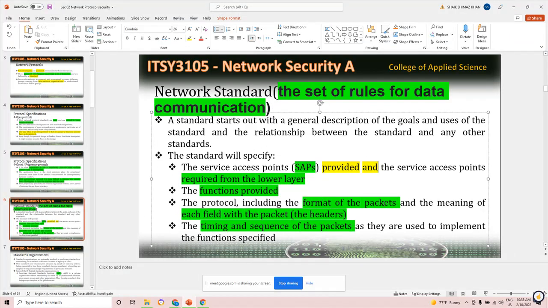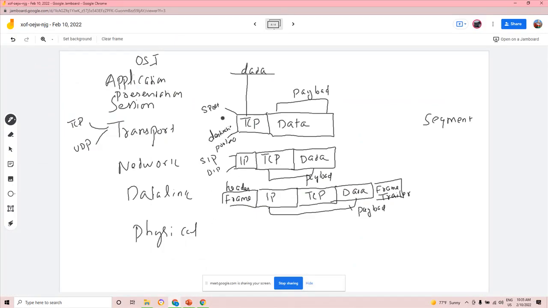The format of the packet, in each layer, what is the format of the packet. Then in each header, what are the different fields that exist. I gave a clear example. If you take the TCP header, you have many fields, but very important fields are source port number and destination port number. In the IP header, source IP and destination IP are the important fields. In the MAC header, source MAC and destination MAC are the important fields.